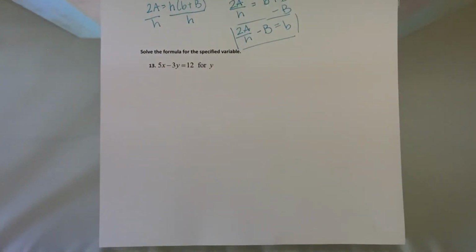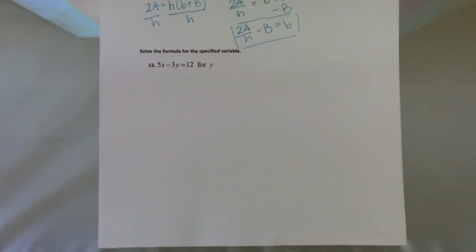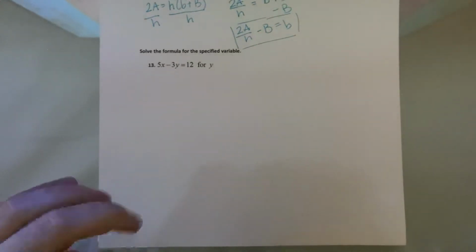Now, usually you've done this before, especially if you graph. You usually like to graph it in y equals mx plus b form. If it's not that way, you usually try to get y by itself. So this is the kind of way you usually see this done. Solve the formula for the specified variable, 5x minus 3y equals 12.